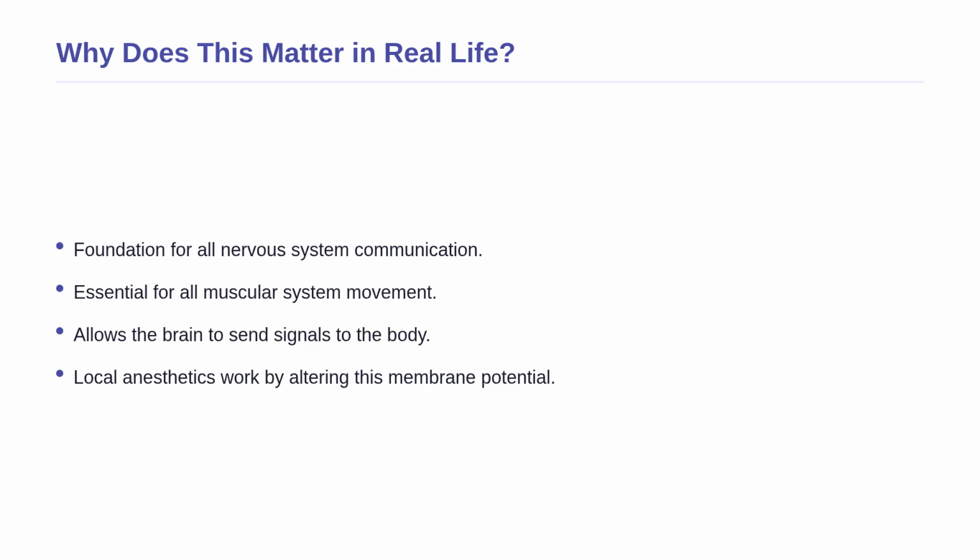Before we look at the math, we must understand why the body spends so much energy maintaining this state. This resting potential is the absolute foundation for all communication in your nervous system and all movement in your muscular system. Without this stored electrical energy, your brain could not send a signal to your hand to move away from a hot stove, and your heart muscles could not beat. In medicine, understanding this is crucial. For example, local anesthesias used by dentists work specifically by altering this membrane potential to stop pain signals from ever reaching your brain.